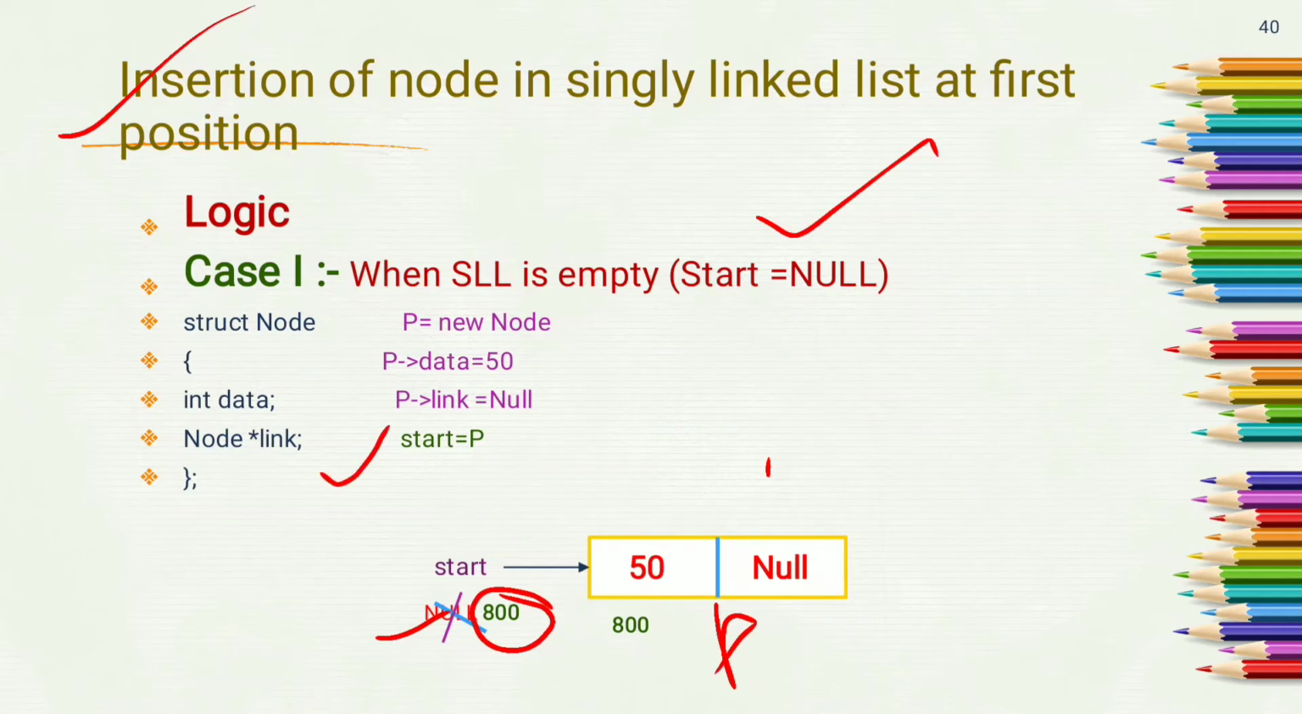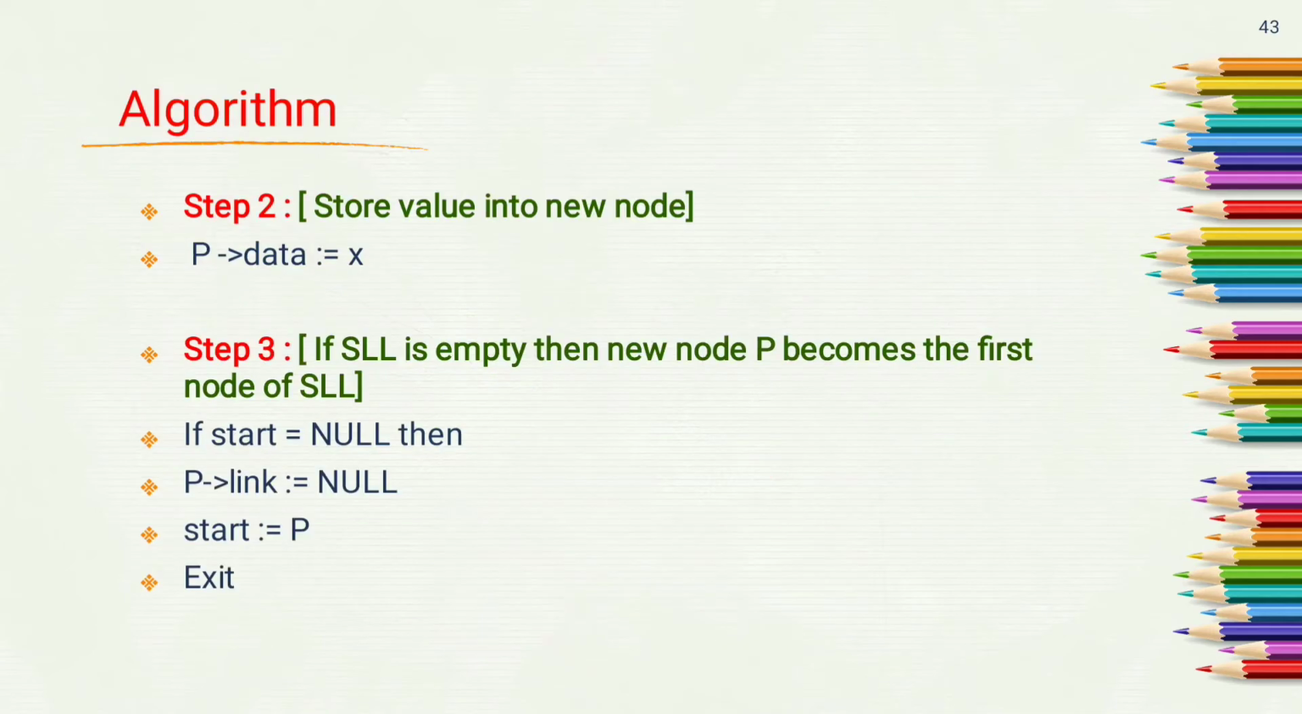For this we have to write start equals p. So as you can see in the algorithm, to store a data value into the p node, I had written p data equals x, and if the singly linked list is empty, then p becomes the first node of the singly linked list. When the singly linked list is empty, I checked if start equals null, then p link equals null, as there is no next node of this node, and start equals p, and exit. This is our first case, when the singly linked list is empty.